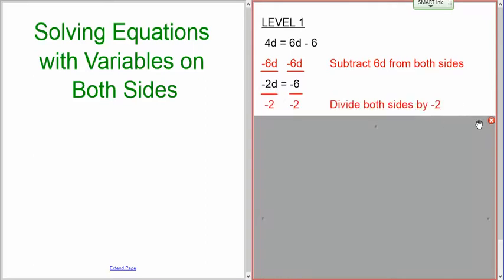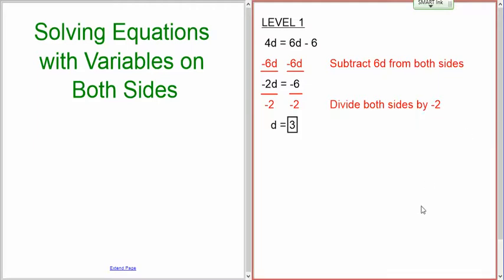At this point, we'll divide both sides by negative 2. It's basically just a one-step equation now. Right now d is being multiplied by negative 2, and the inverse operation of multiplication is division. So we divide both sides by negative 2, and we get our answer, d equals 3. Negative 2 divided by negative 2 is 1, so we have 1 times d, which is d, and negative 6 divided by negative 2 is 3.